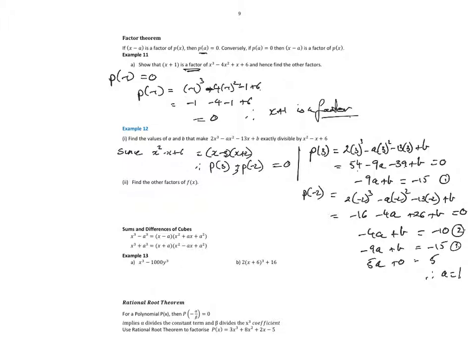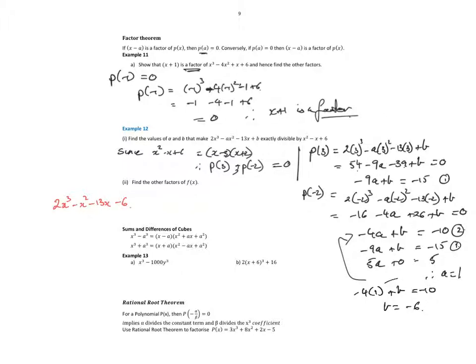And if a is equal to 1, substitute into one of them, I might go back into that one. What do we end up with? We'll end up with negative 4 times 1 plus b equals negative 10. So b is equal to, take that positive 4 over, negative 6. So that means my function, if I come over here, is going to be given by 2x cubed minus x squared minus 13x minus 6.